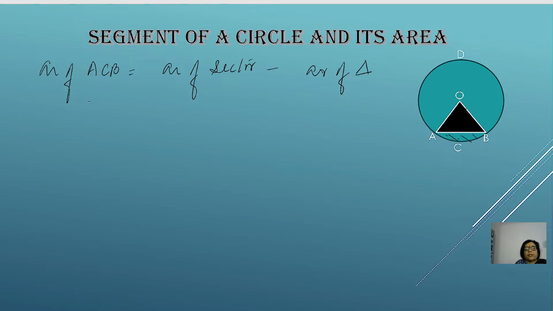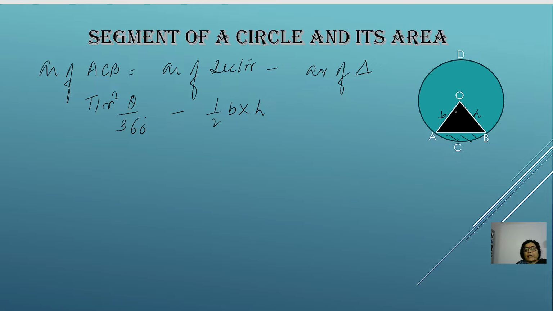So area of ACB will be area of the sector, which is pi r square theta by 360. We have discussed this area of the sector in the previous video. Minus area of the triangle, that is half base into height. So when it is a 90-degree angle, the work becomes immensely easy. These two, base and height, can be interchanged. They are the radii, and base and height are all equal to the radius. So this is the formula that is applied over here.